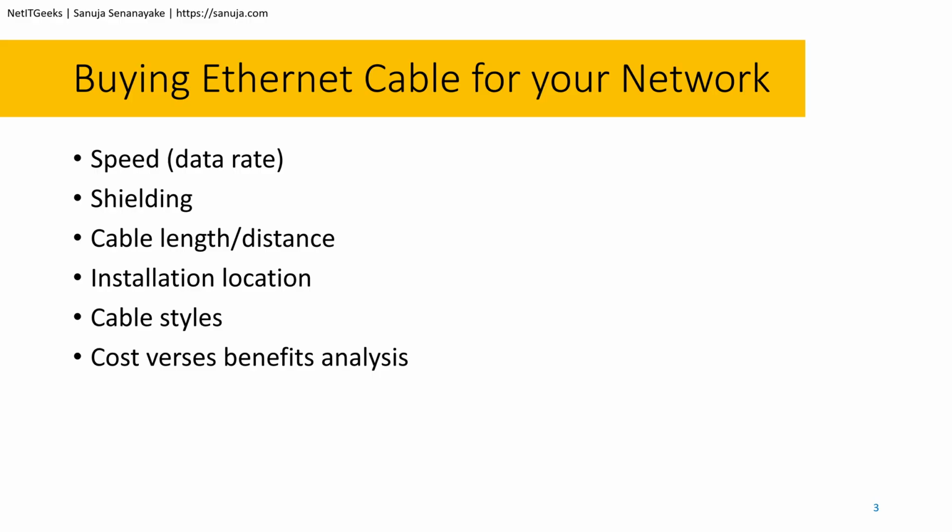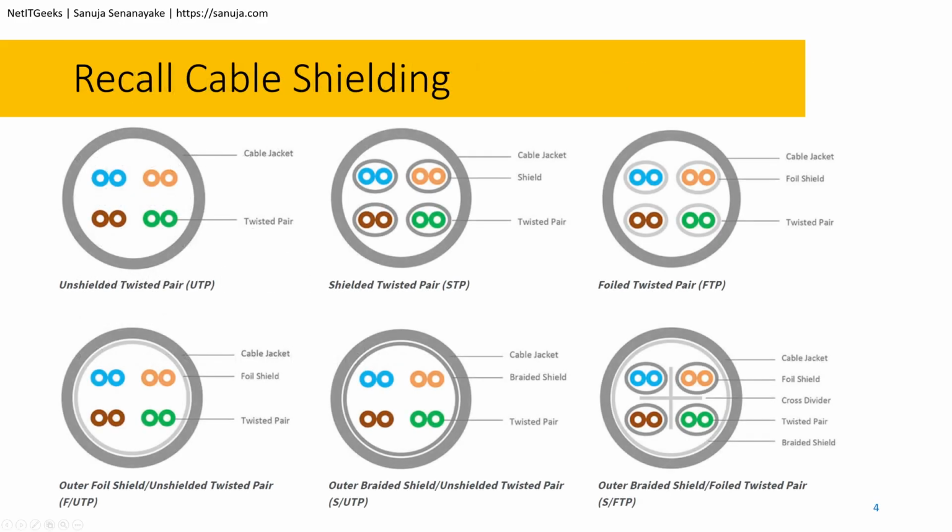And finally, cost versus benefit analysis. If you are working for a small business or a large corporation, you need to think about the cost associated with buying these cables. Again, some of these items I'm going to cover in the next few minutes, except for some things like cable style. So recall from my previous lecture, the cable shielding information that we went over. We discussed UTP, STP, FTP, and I briefly went over what UTP, SUTP, and SFTP mean. And here is a summary of that.